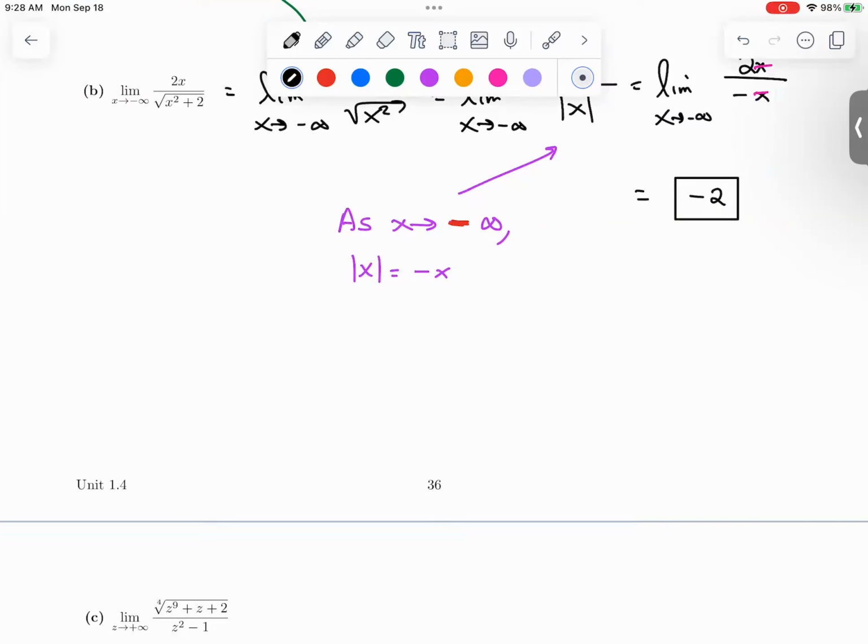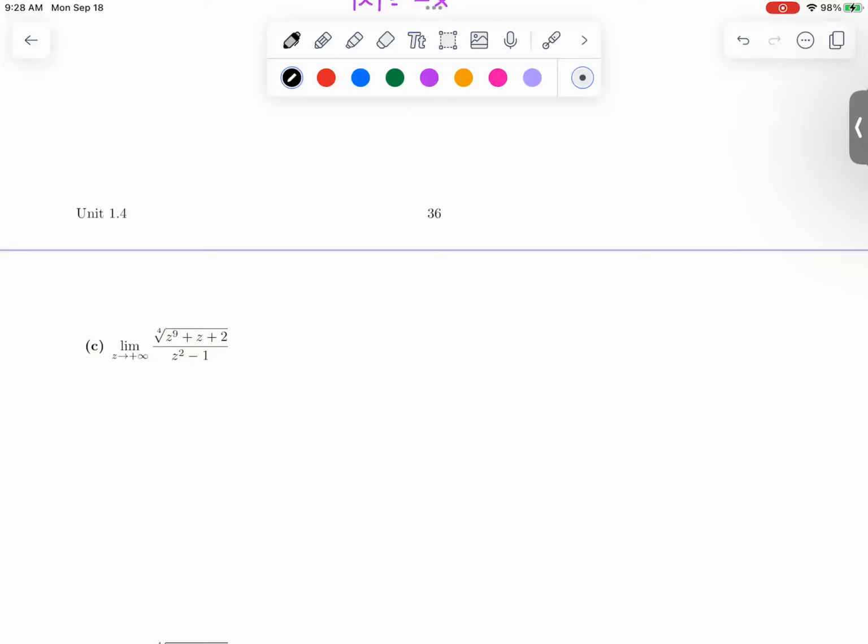This one here: limit as z goes to positive infinity of the fourth root of z to the ninth plus z plus 2 over z squared minus 1. So, fourth root, that's going to be one of the ones that we have to worry about. Third roots or whatever, you don't really need to worry about whether or not it would be positive or negative, because the third root of -8 is -2. Third roots, fifth roots, 17th roots, all the odd roots exist for all numbers. So we don't need to worry about that at all.